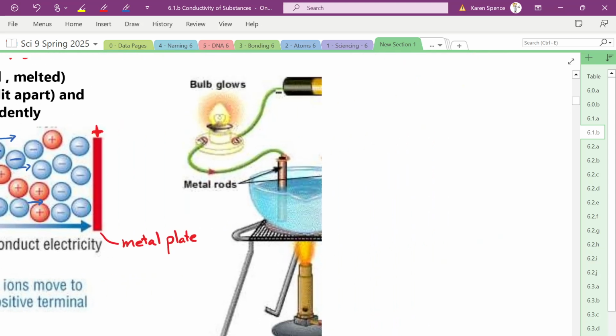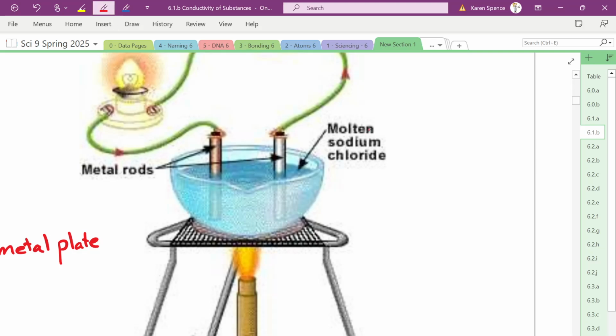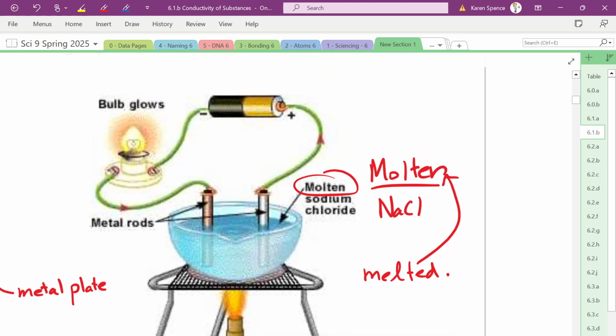And you can see, here's a little picture showing some molten NaCl, sodium chloride. What does molten mean? Molten means melted, yes. I can spell melted, sure I can. Melted, there we go. Molten means melted. And you can see we've got some metal rods. We've got it attached to a positive terminal and the negative terminal.